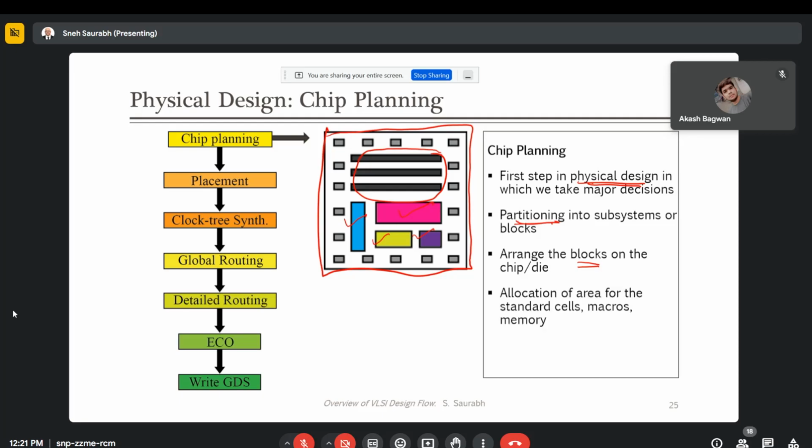Then we allocate area for the big blocks and allocate area for the IO cells, right? So we allocate area for the IO cells, meaning the cells through which the signals will enter our chip and leave our chip.